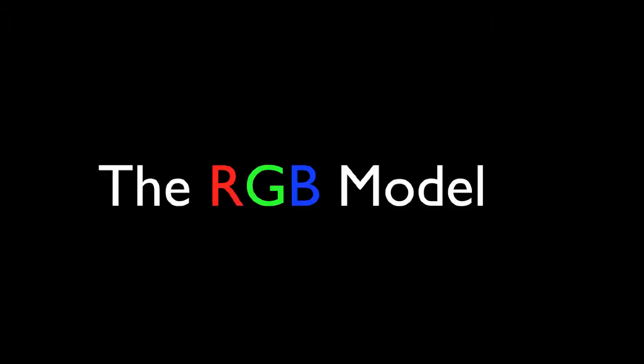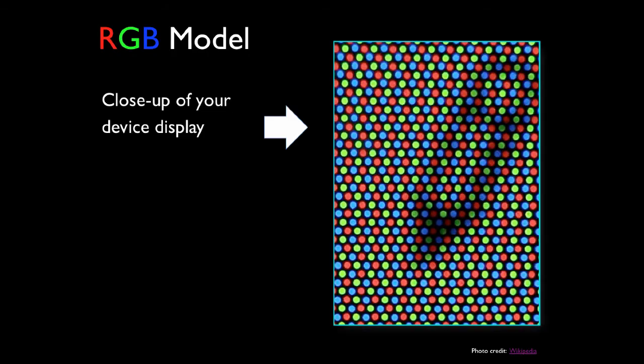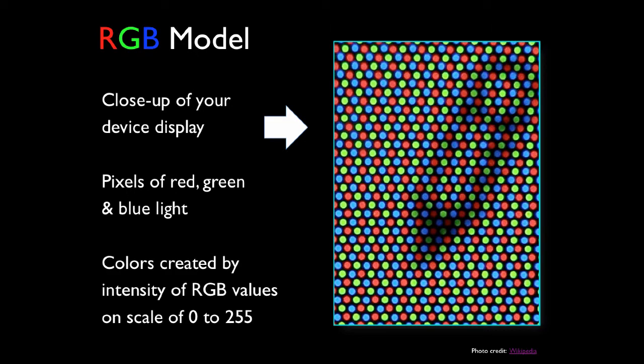So that brings us to the red, green, blue model. So we start here with a close-up of what your device display looks like. It's made up of pixels of red, green, and blue light. And any color that you see created on that screen is a function of the intensity of three different values of R, G, and B, red, green, and blue. And those values will range from 0 to 255.